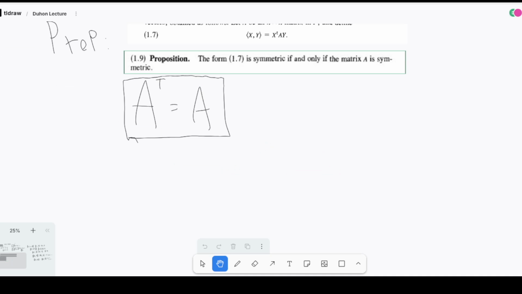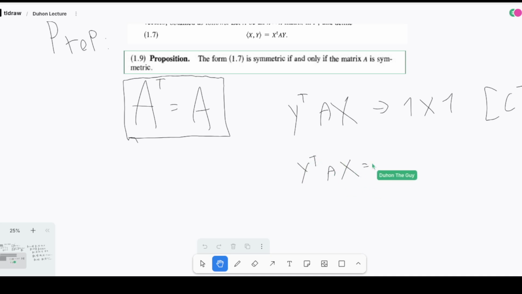We're going to have a little bit of a talk here. Of course, if we have y, t, a, x. This is going to be 1 by 1, right? So it's going to be just a single number c inside of matrix brackets as far as math is concerned. So y^T A x is going to be equal to its transpose, because the transpose of this is, of course, itself.